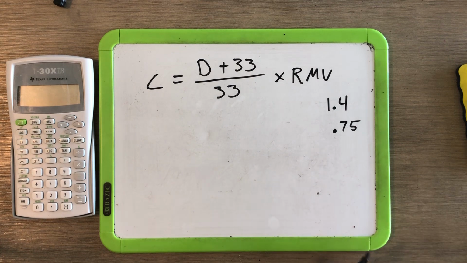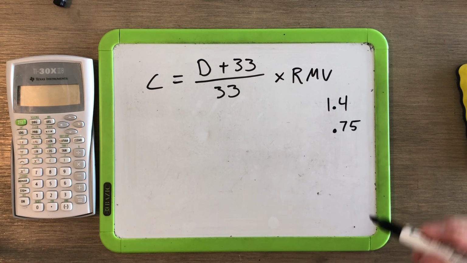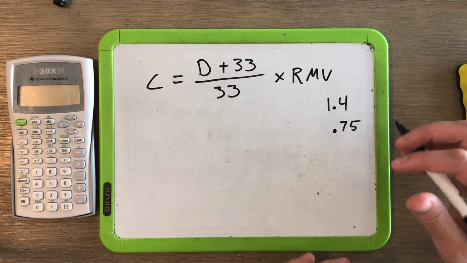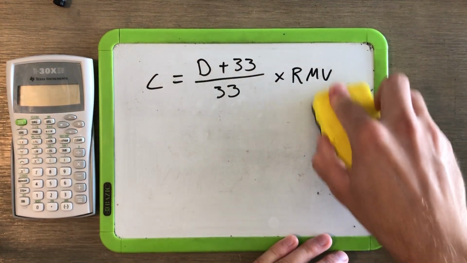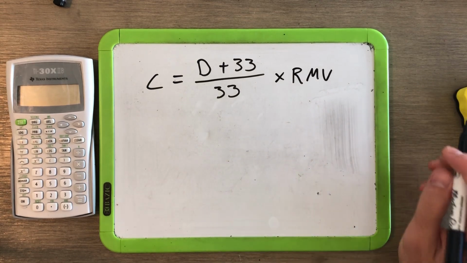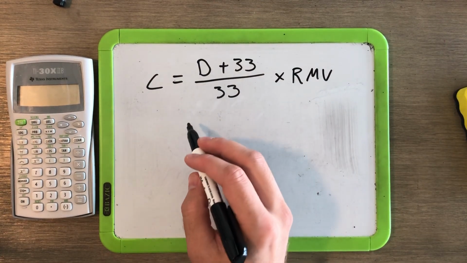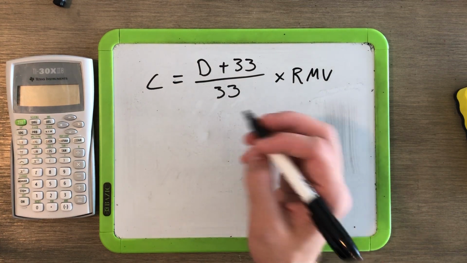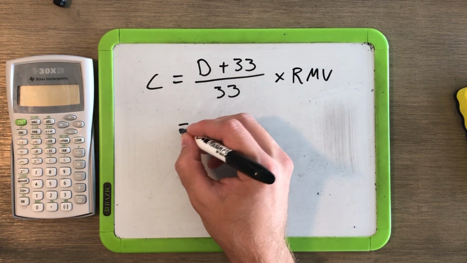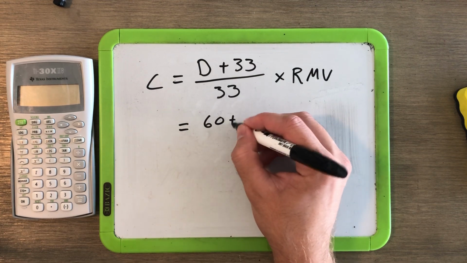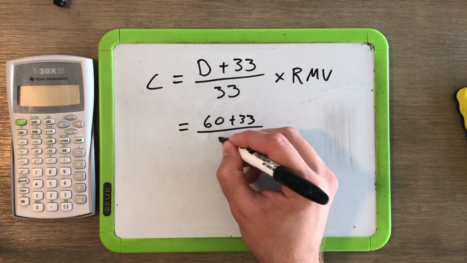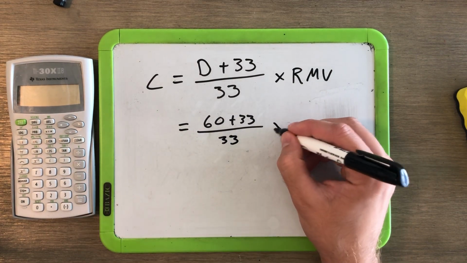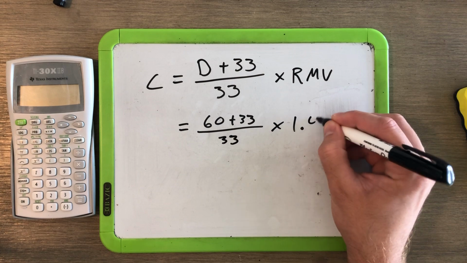So this will come up a little bit later in your dive career where you're planning out an entire dive and figuring out how much air you need for the entire thing, but we're just gonna focus on the consumption for this portion. So let's say that this diver is at the bottom. We'll say he's at 60 feet. So we'll do 60 plus 33 over 33, and then we're gonna multiply that by our RMV of 1.4.